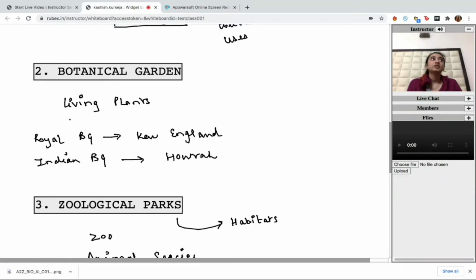Okay, and the only difference with the herbarium is that they are being used for storing living plants in here. On the other hand, in herbariums we had plants which were dead but dried, pressed and preserved over sheets. Just to give you some examples, we have the Royal Botanical Garden located at Kew, England, and the Indian Botanical Garden located at Howrah, Kolkata. So these are some examples which are mentioned in NCERT also, and they are important, so you have to learn them, know about them.